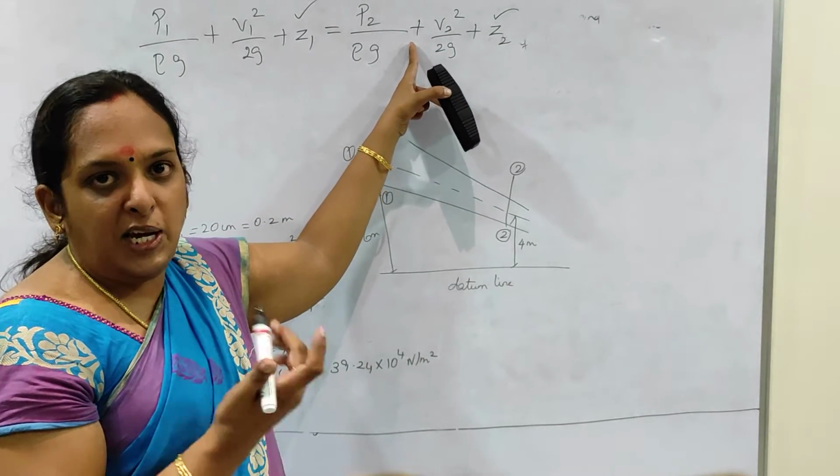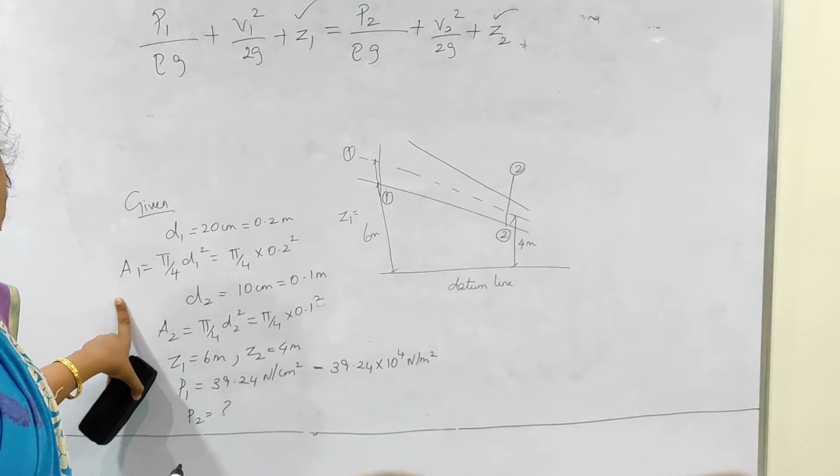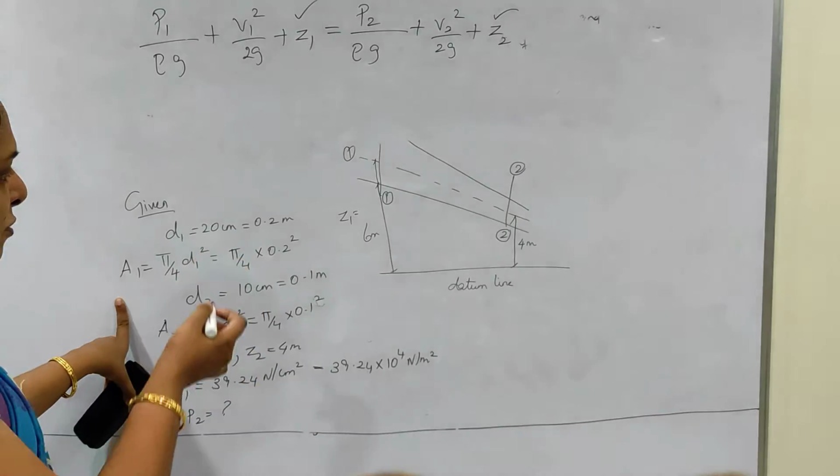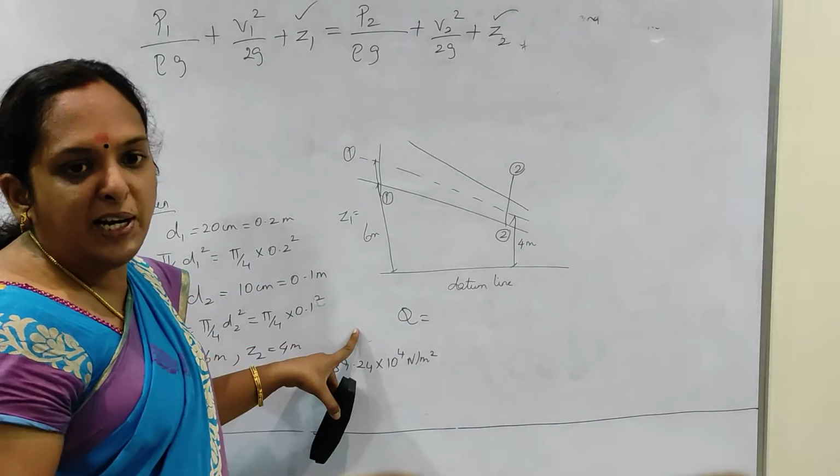Okay. So that velocity I don't know. Instead, what I have known is the discharge. Discharge is given in the problem. I have not noted it down. The discharge is given there in the problem. So that is your rate of flow.